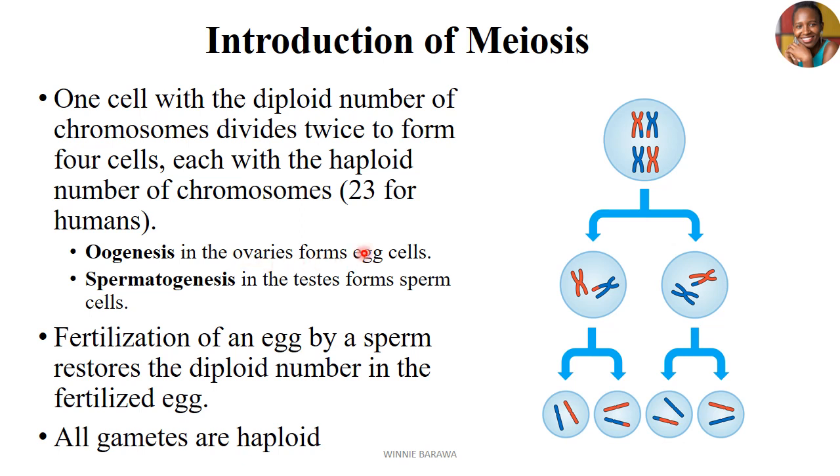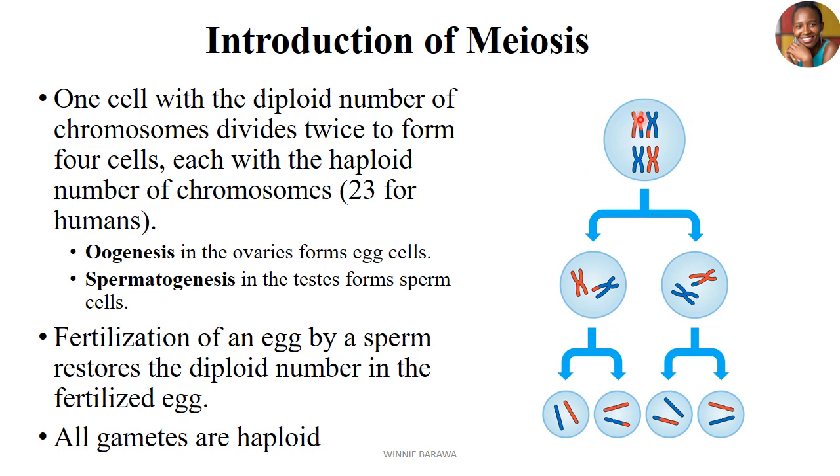It can happen as what we call oogenesis, and this is happening in the ovaries to form the egg cells or the ovum, while in sperms we call it spermatogenesis, which happens in the testes to help us form the sperm cells. However, during fertilization of the ovum by the sperm, we are able to restore the diploid number of the cell of the fertilized egg, since all gametes are haploid in nature, meaning they contain half the number of the mother cell.